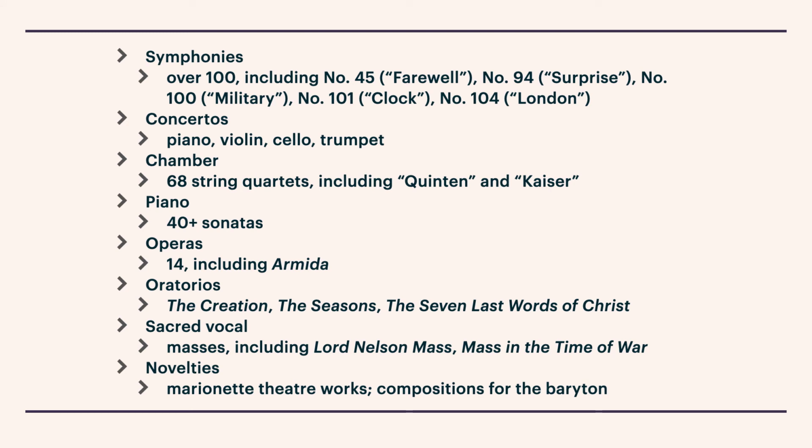Symphonies: we got over 100, including 45, Farewell, 94, Surprise, 100, Military, 101, Clock, and 104, London. Concertos, we got a whole bunch of them for piano, violin, cello, and trumpet. Now, 68 string quartets, including Quinten and Kaiser, 40 plus sonatas for piano, 14 operas, including this opera called Armida, 3 oratorios, The Creation, The Seasons, The 7 Last Words of Christ, and then sacred vocal music, where we have masses, including Lord Nelson Mass and Mass in the Time of War.